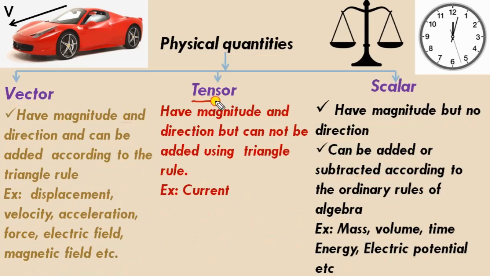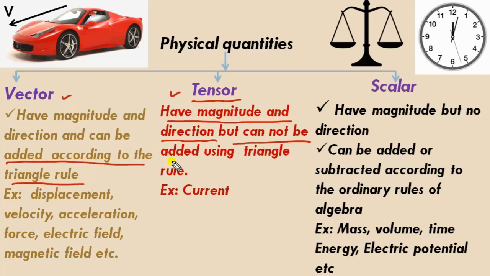The third category of physical quantities is tensor. They have a magnitude as well as a direction. Then what is the difference between a tensor quantity and a vector quantity? The only difference between them is that while a vector quantity can be added according to the triangle rule, a tensor quantity cannot be added using triangle rule. An example of tensor quantity is current. This is not the end of our discussion. Now we will take each of them to understand the difference between vector, tensor and scalar one by one.